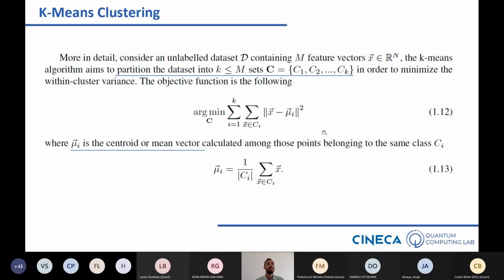So let's go on. In this k-means clustering, what you want to do is to minimize this distance, which means that you want to minimize, as we said before, the distance between the vectors that belong to one class and the centroid, so like a mean vector, which represents the central point of your class.